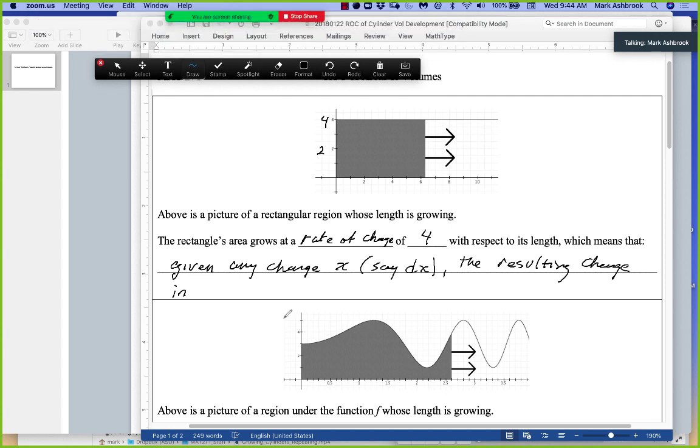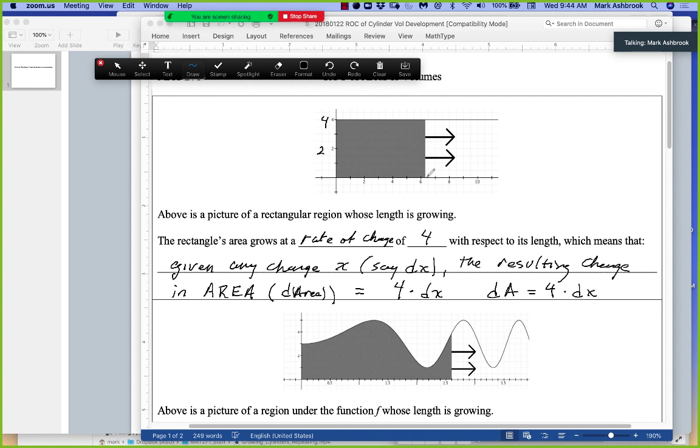Okay, 4 times dx. And the resulting change in what? In y? Area. Area, right? The resulting change in area. And we could say d area equals, and many of you said 4 times dx. So yeah, d area equals 4 times dx.